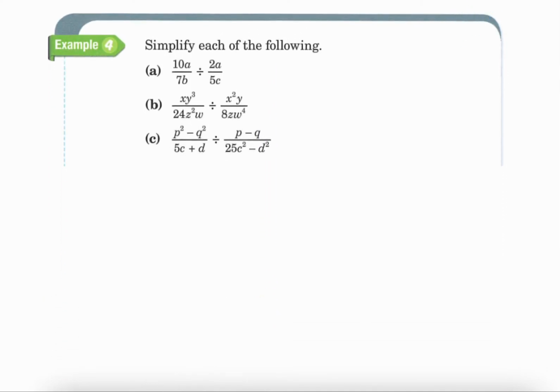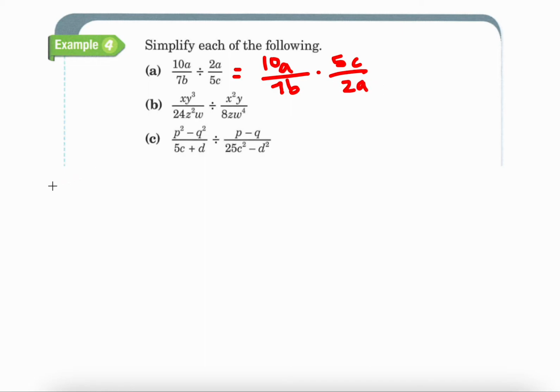Okay, let's take a look now at example 4. These are division problems. So honestly, the only difference is you're going to flip the second number and then multiply. So we can just follow the same thing after we flip the second number. Go ahead and pause the video, try it on your own first. All right, let me rewrite A. 10A over 7B times 5C over 2A.